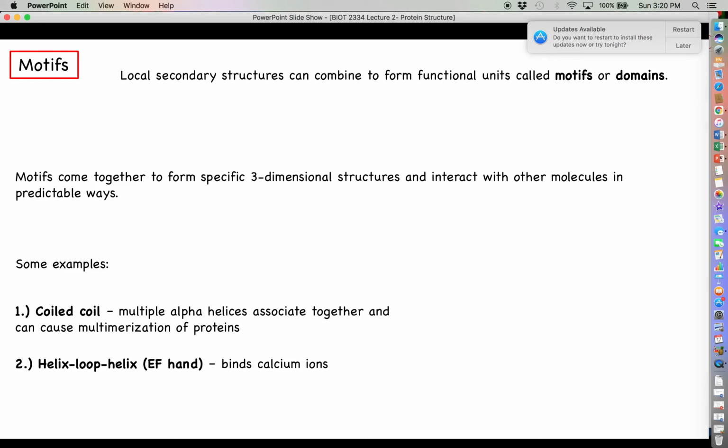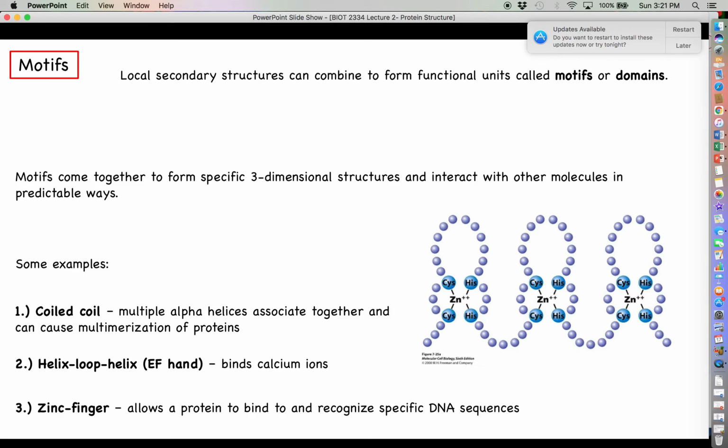Another example is what's called the helix loop helix, which produces a type of structure called an EF hand. One thing that helix loop helixes and EF hands tend to do is bind calcium ions, which we are going to see on the next slide.